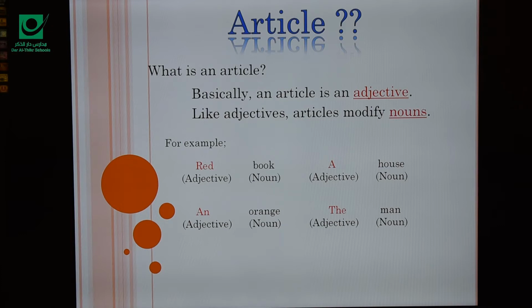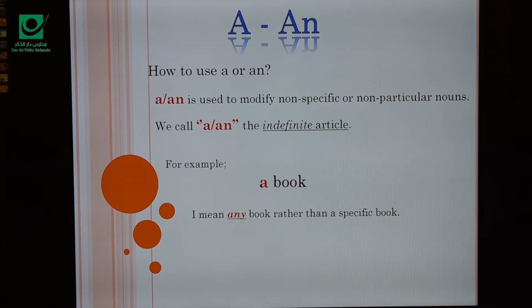Now, how to use a, an, and the? When can I use them? Does it not depend on anything? No. Let's know. We use a or an to modify non-specific or non-particular nouns. For the indefinite article, we call a and an indefinite articles. For example, if you are talking about a non-specific noun like a book, I mean any book rather than a specific one. I don't know which book you are talking about.